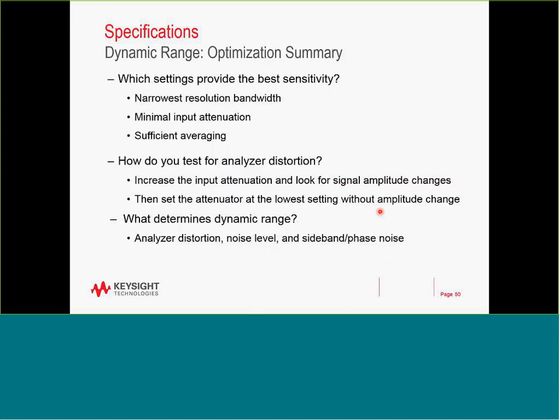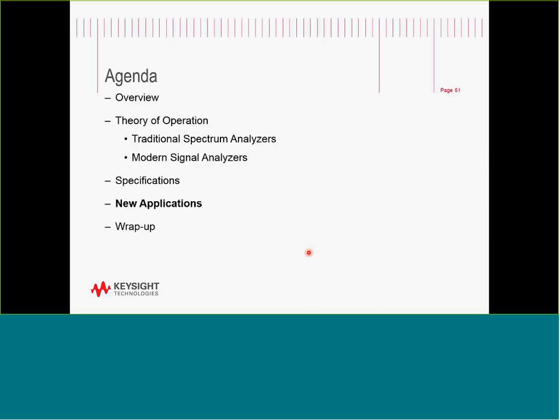To get the best dynamic range, you use the narrowest resolution bandwidth, minimum input attenuation, and averaging, and that's your best sensitivity. And if you measure distortion, increase the attenuation until your signal stops moving, and there you have the right level. And if you want to know what the dynamic range is, you need to consider all the things we discussed earlier. That said, before closing, let me show you something nice about the analyzer.